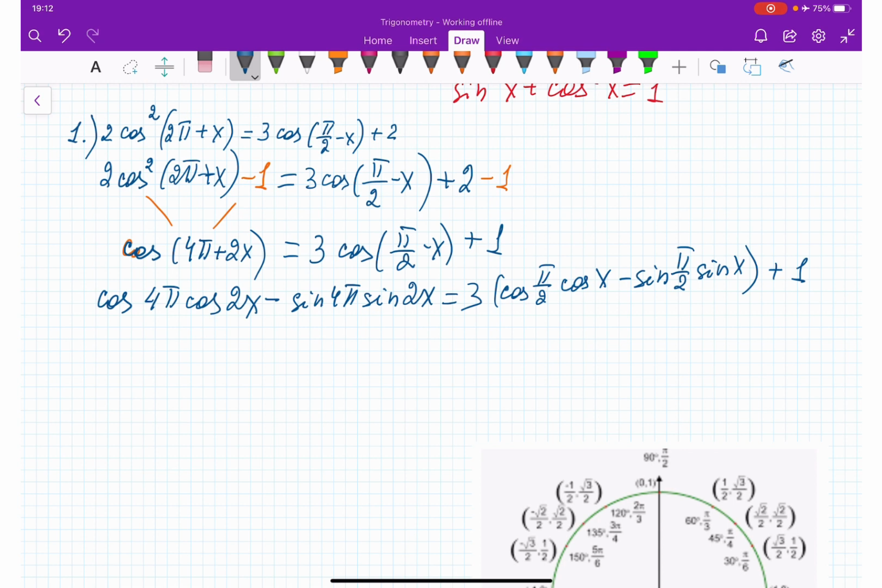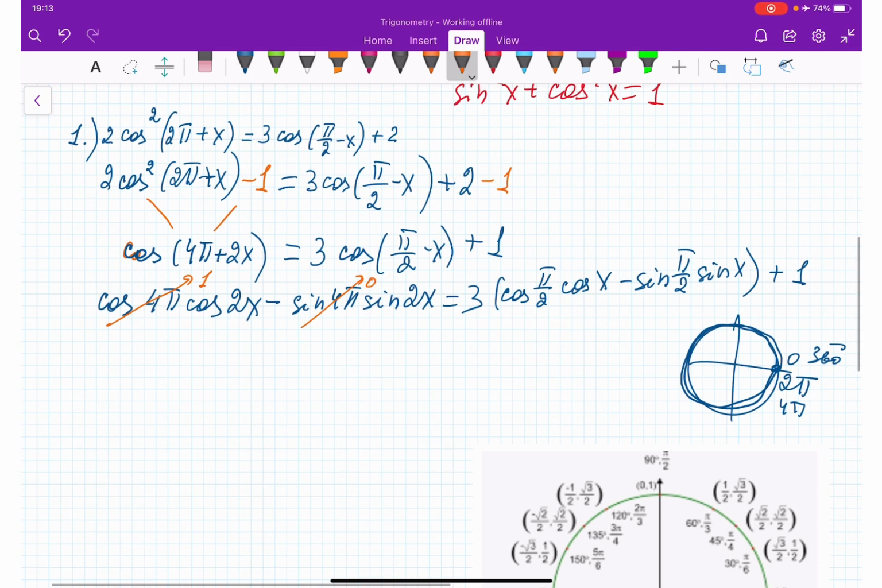We have cosine 4π. This is 0, coming back, getting to π, which is 360 degrees. Going one more circle, getting 4π, 720 degrees, cosine is going to be 1. Yes? And then minus sine 4π, sine in that position is 0. Yes?